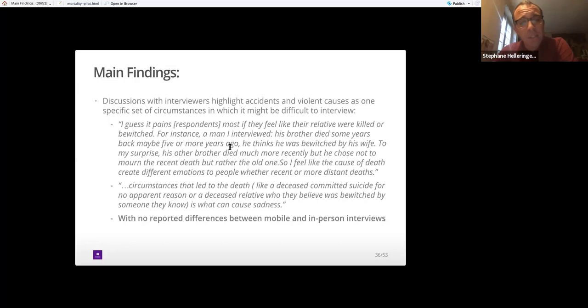In discussions with interviewers, there were specific instances where they had difficulty in conducting the interview and managing interviewees' reactions. These were particularly related to accidents and violent causes of death, so things like suicides or homicides if they happen. In those contexts, interviewers reported particular issues that needed time and special care to handle.